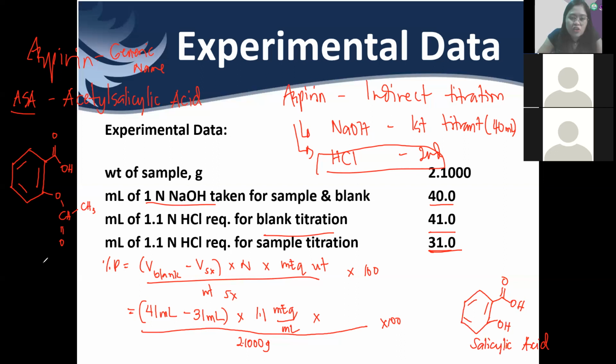So bakit ko siya dinraw? Kasi kailangan ko yung kanyang chemical formula for the milli-equivalent weight.